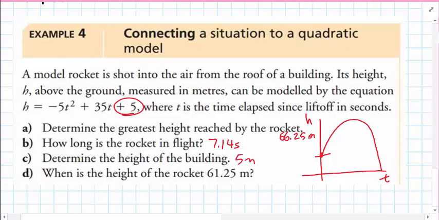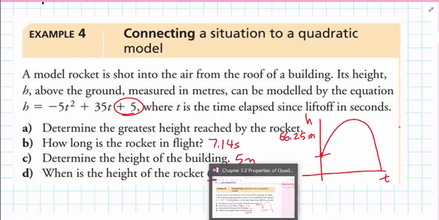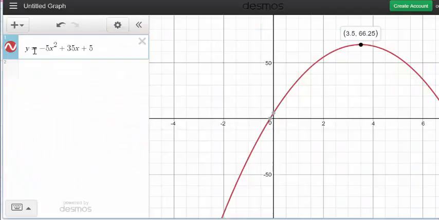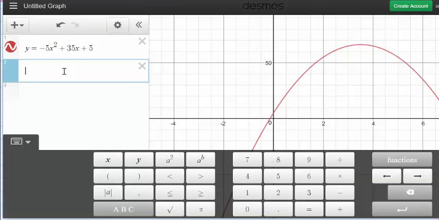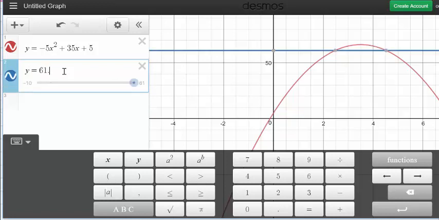When is the height of the rocket 61.25? Now, I told you, when you know the value of the variable, all you need to do is sub it in. What value is that for? H. So this is h equals 61.25. So all I need to do is plug this into Desmos. What would I write here? y is equal to 61.25. Notice what it does. There is 61.25 meters high.